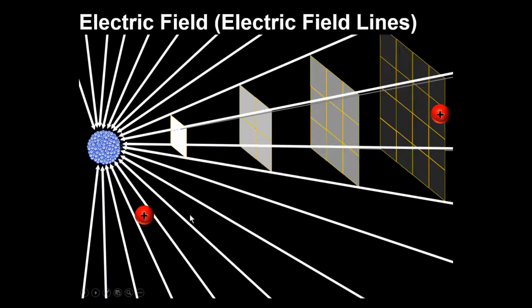And now maybe is a good time to say, I guess I've maybe already said it, that the strength of the electric field is going to be proportional to the number of field lines in a given area. So how many of these lines pass through a certain area is going to be proportional to how strong the electric field is.